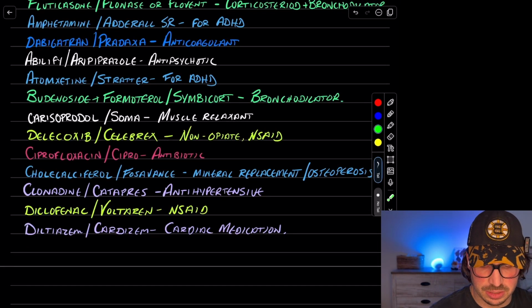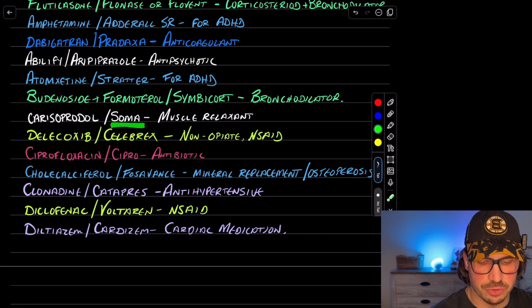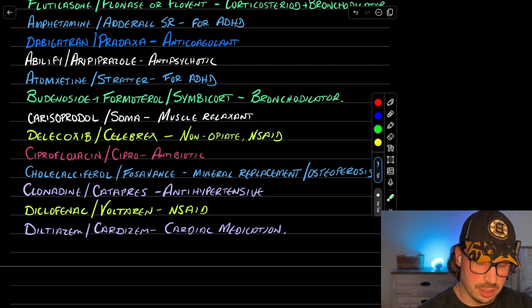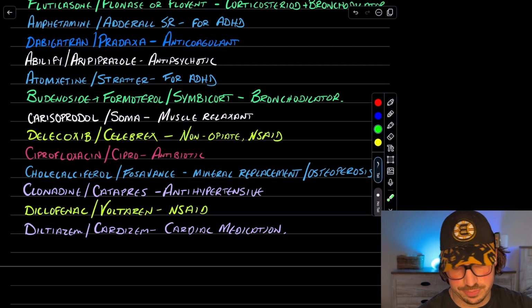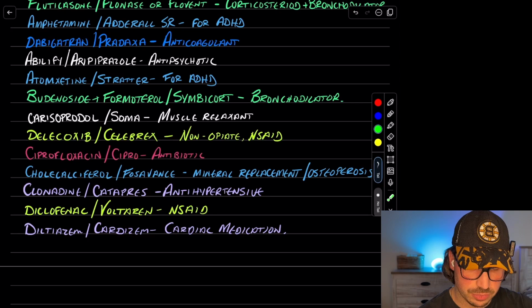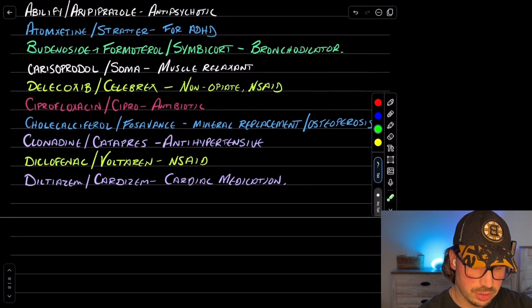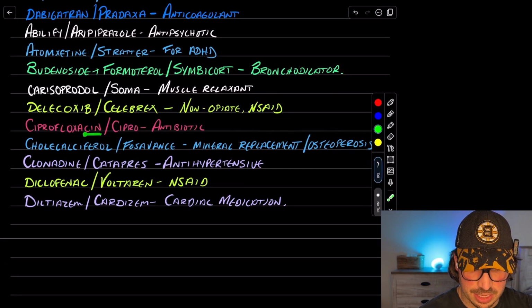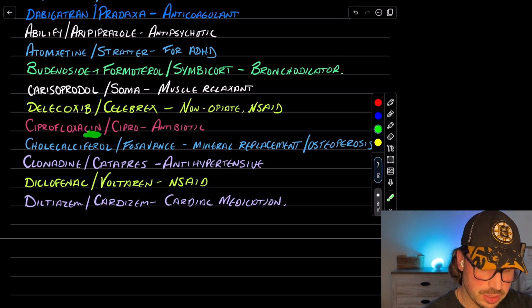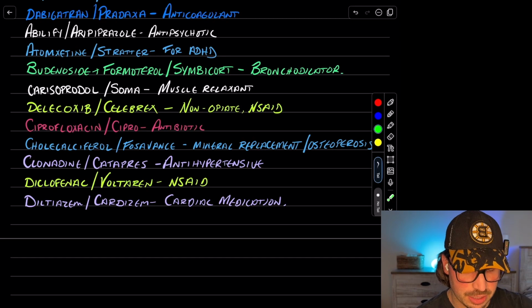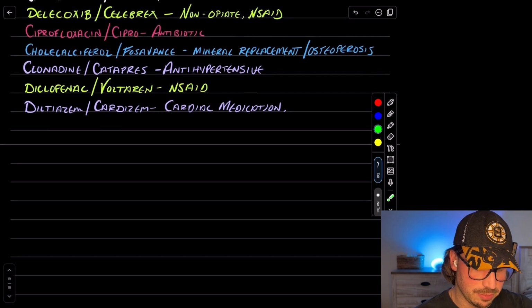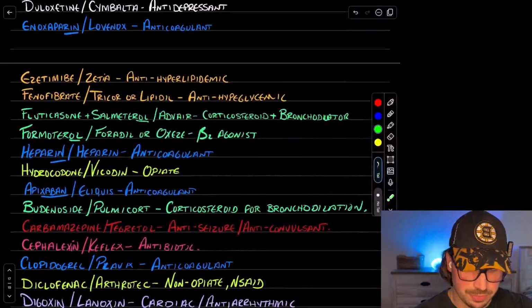Soma, somatic muscles, somatic nervous system, muscle relaxant. Celebrex. See, this is another one, ciprofloxacin. You got your "sin" at the end. So Cipro is a very popular antibiotic that's prescribed. Voltaren gel, diltiazem. So that's part of the list.